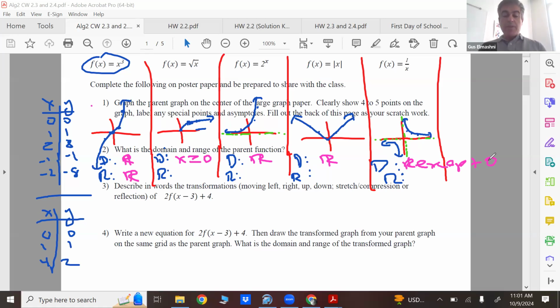Okay, sorry, range. The range is all real for x cubed. What's the range for root x? What's the lowest y value there? Yeah, and it's included and goes up. But see how this one's just y is greater than 0? Because 0 is not included. How about the range for absolute value of x? What would that be?